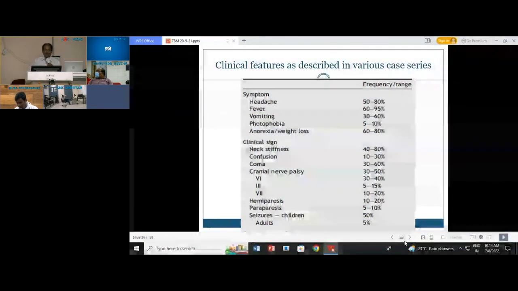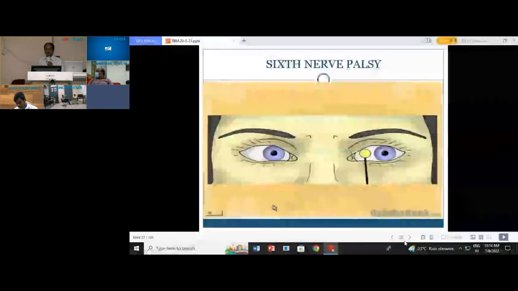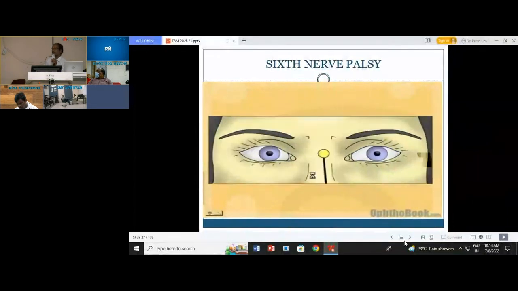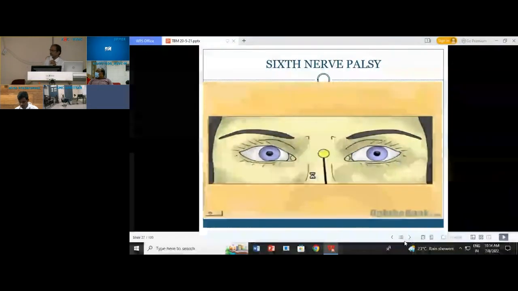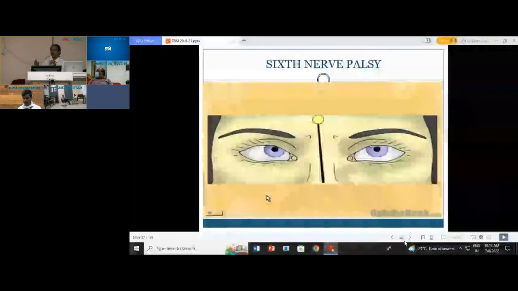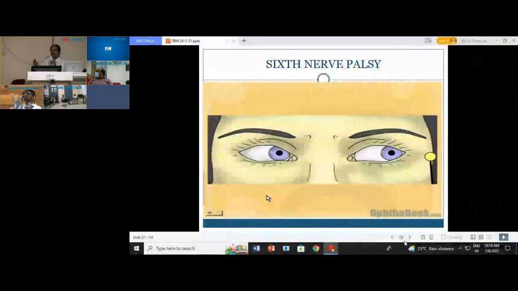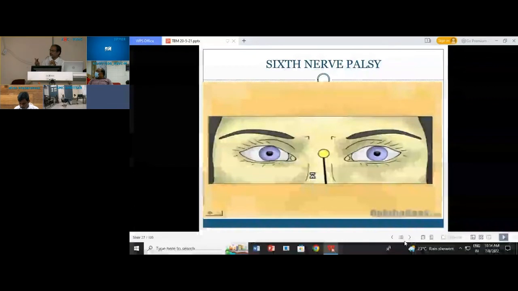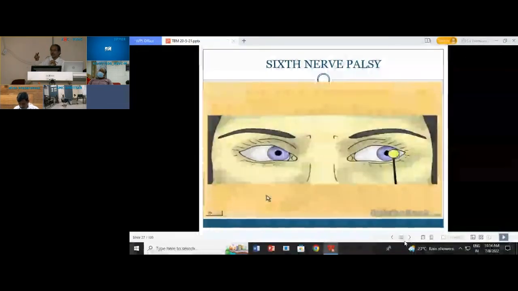Sixth nerve palsy: you can examine it when the patient is looking right, and the right eye is not completely abducting. Sixth nerve palsy is one of the important signs, especially in children. So they have headache or mild fever with sixth nerve palsy. Without fever, without headache, only sixth nerve palsy in a child, unless otherwise proved, it is a space-occupying lesion, a glioma. In a child with sixth nerve palsy without fever, headache, vomiting, it is a glioma.